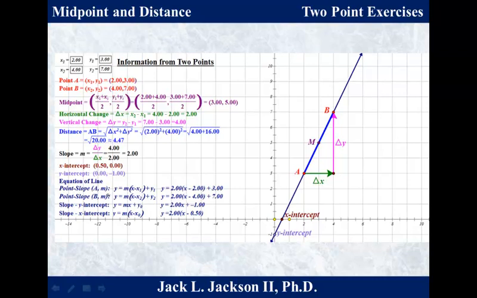Well, the point slope formula would be y equals m times (x minus x1) plus y1. m is 2, x1 is 2, y1 is 3. So it's y equals 2 times (x minus 2) plus 3. If we center it up at point B, we just change the 2 and 3 to 4 and 7, and we get y equals 2 times (x minus 4) plus 7.